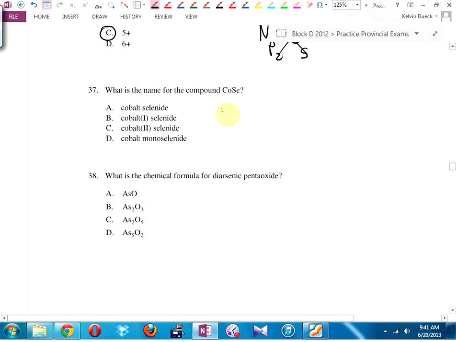Okay, cobalt, metal, non-metal. So we're going to use the -ide rule, but we don't need to go with penta, tetra, di, tri. Don't need to do that. That's for covalent. So this is going to be cobalt, and it's going to be selenide. It's not going to be mono.